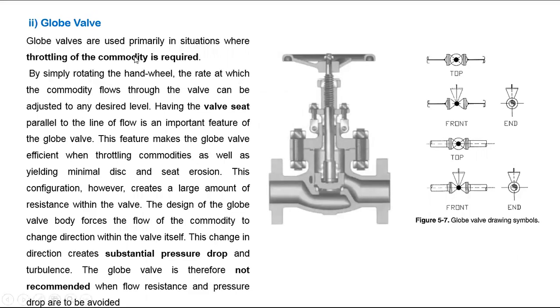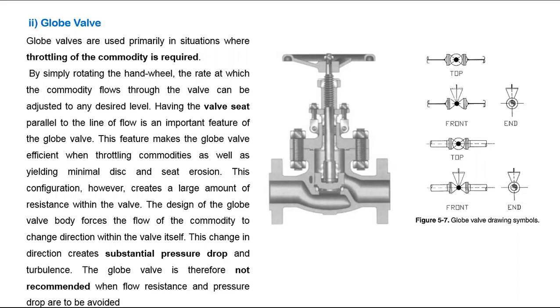Globe valves are used primarily in situations where throttling of the commodity is required. By simply rotating the hand wheel, the rate at which the commodity flows through the valve can be adjusted to any desired level. Having the valve seat parallel to the line of flow is an important feature of the globe valve. The feature makes the globe valve efficient when throttling the commodities, as well as yielding minimal disc and seat erosion. This configuration, however, creates a large amount of resistance within the valve.